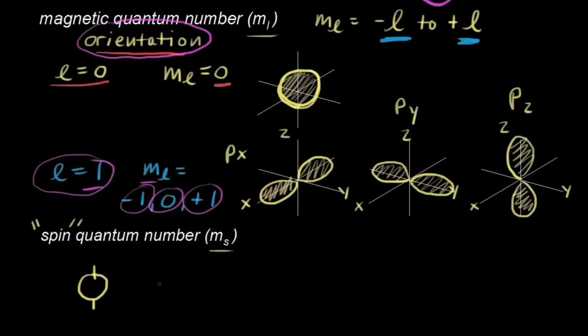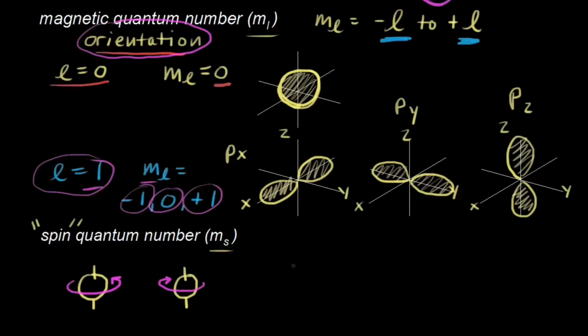So I could have an electron. Let me draw two different versions here. I could have an electron spin like a top, if you will, this way, or I could have an electron spin around that axis going this way. And again, this is not actually what's happening in reality. The electrons don't really spin on an axis like a top, but it does help me to think about the fact that we have two possible values for the spin quantum number.